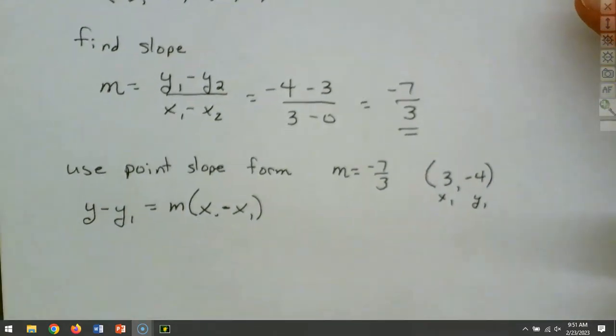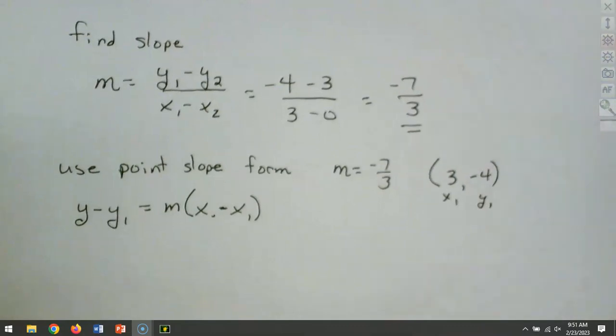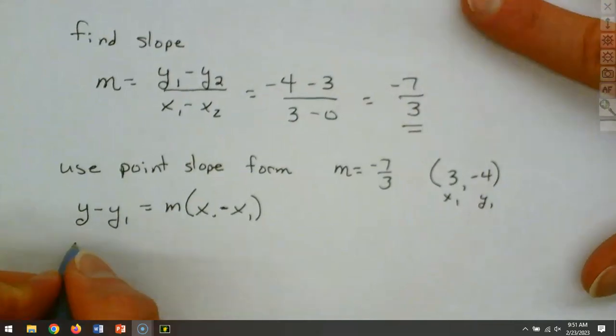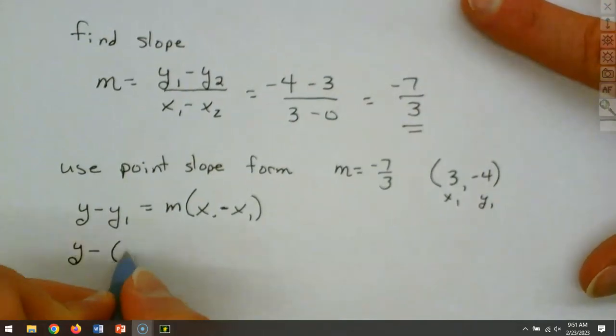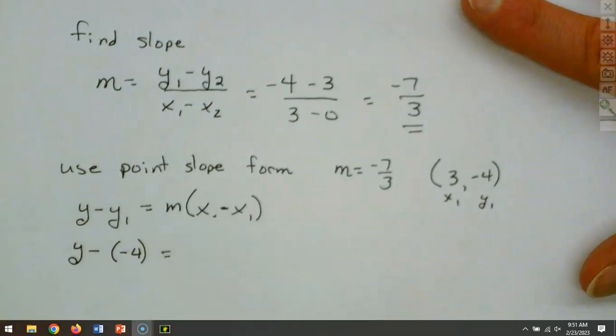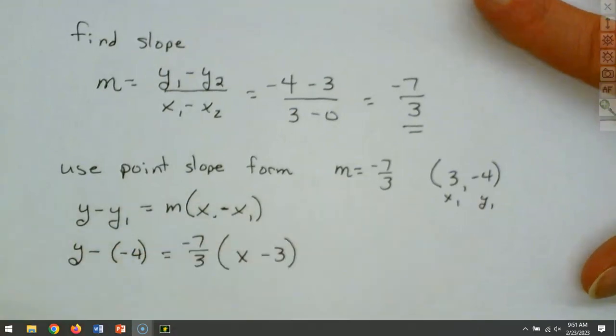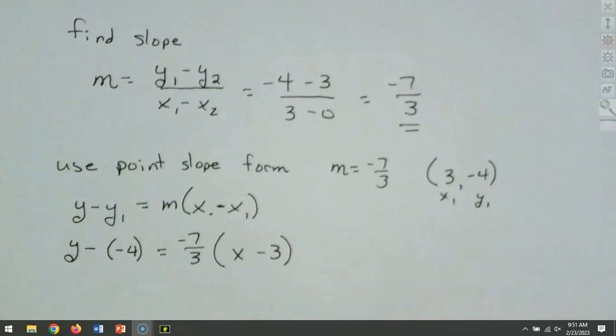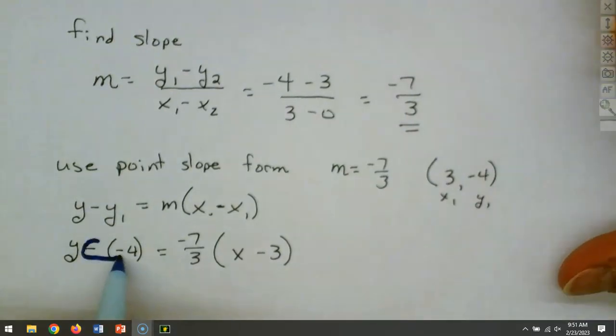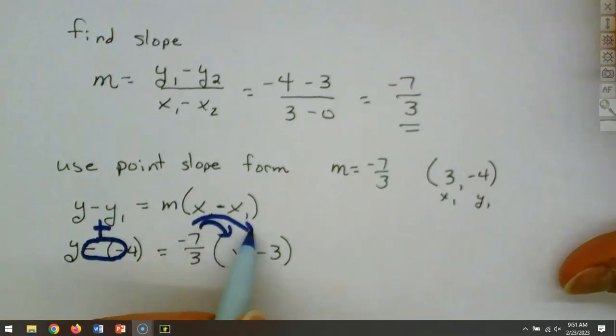Let's just take a little bit of time to go through. And now we'll just fill it in pretty quickly here. Shouldn't take long. Watch out again for double negatives. So we've got y minus a -4 equals -7/3 times x minus 3. And what are we now going to do? Double negative here makes it what? Positive. Distribute through over here.